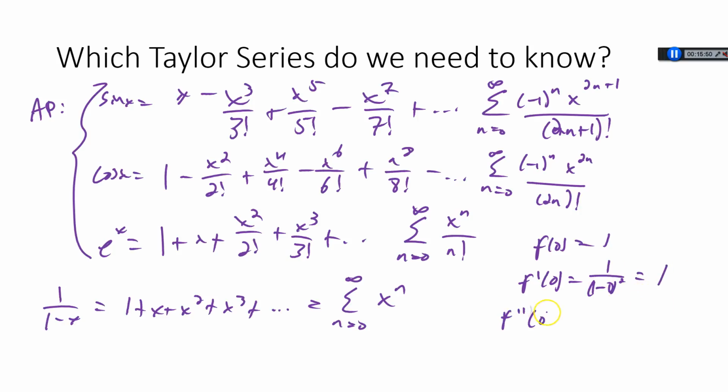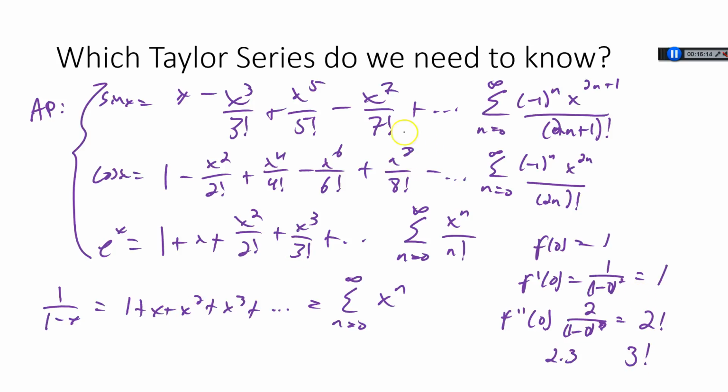F double prime of 0. Now that 2 is going to come to the front. So I'm going to have a 2 over 1 minus 0 squared, cubed, excuse me. So that is 2. And the next one's going to have a 2 times 3, because that 3 is going to come to the front. So that's going to be 3. And you can put a factorial, because 3 times 2. The next one's going to be 4 factorial.